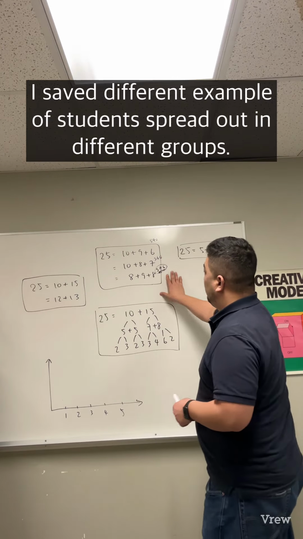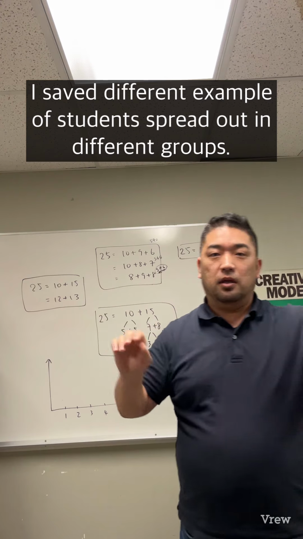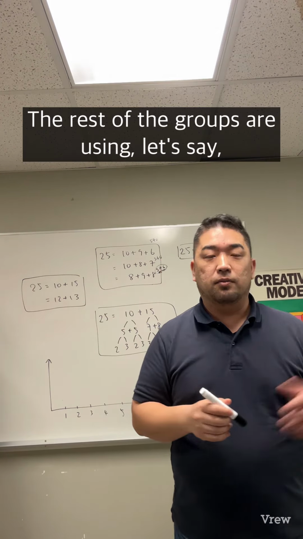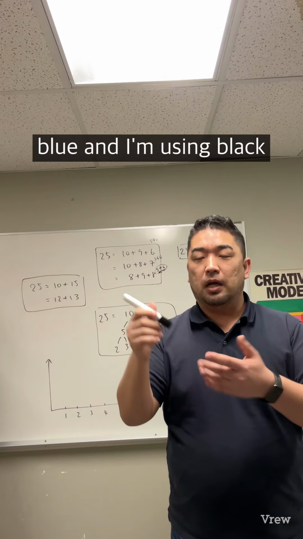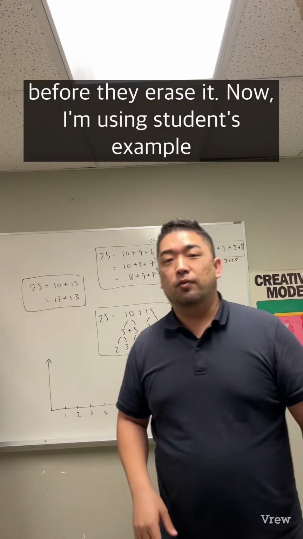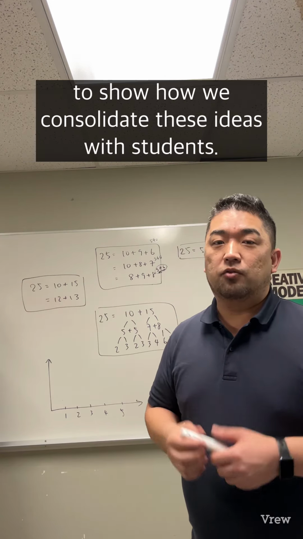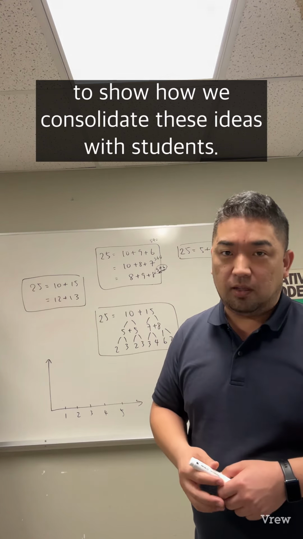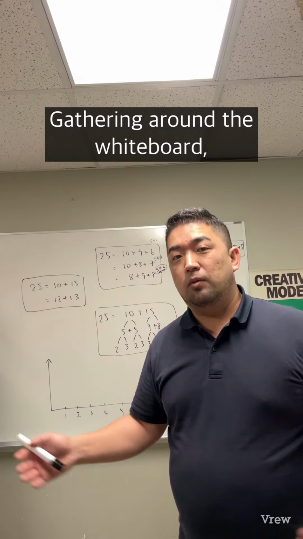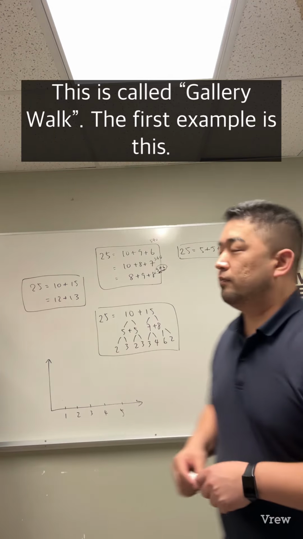I saved different examples of students spread out in different groups. I use different marker colors. The rest of the groups are using, let's say, blue, and I'm using black to clearly save a particular part of the student's work before they erase it. Now I'm using students' examples to show how we consolidate these ideas, with students gathering around the whiteboard, walking together to different groups. This is called a gallery walk.